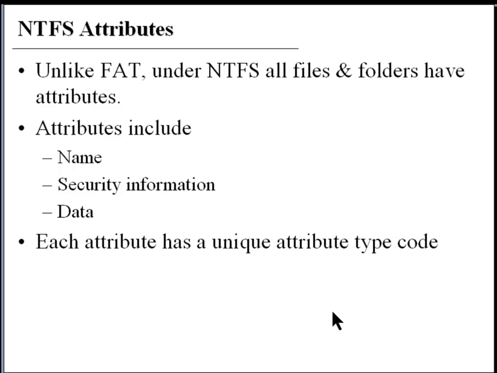Okay, unlike the FAT file system, under NTFS all files and folders have attributes, and the attributes include the name of the file or folder, security information, and data associated with it. So there's quite a bit of metadata information associated with both files as well as folders. And as we'll see, each attribute associated with a file or folder has a unique attribute type code that we will see shortly.